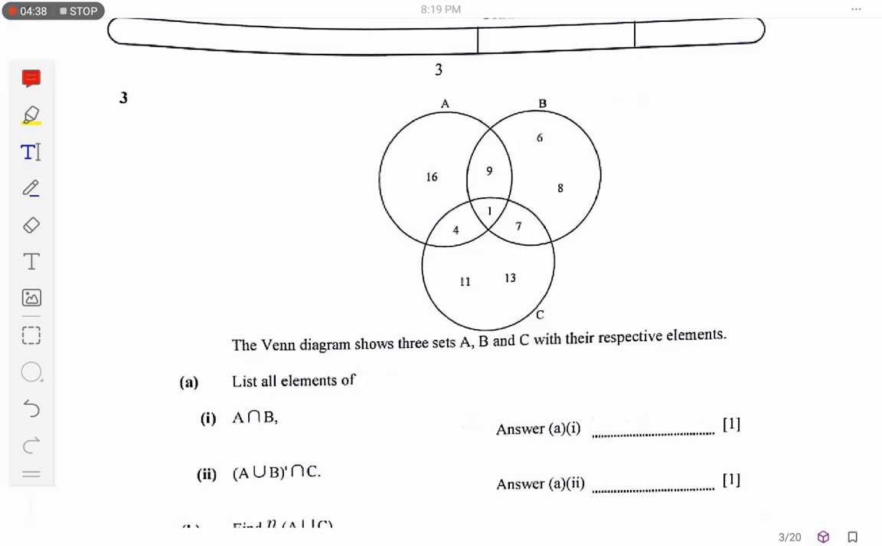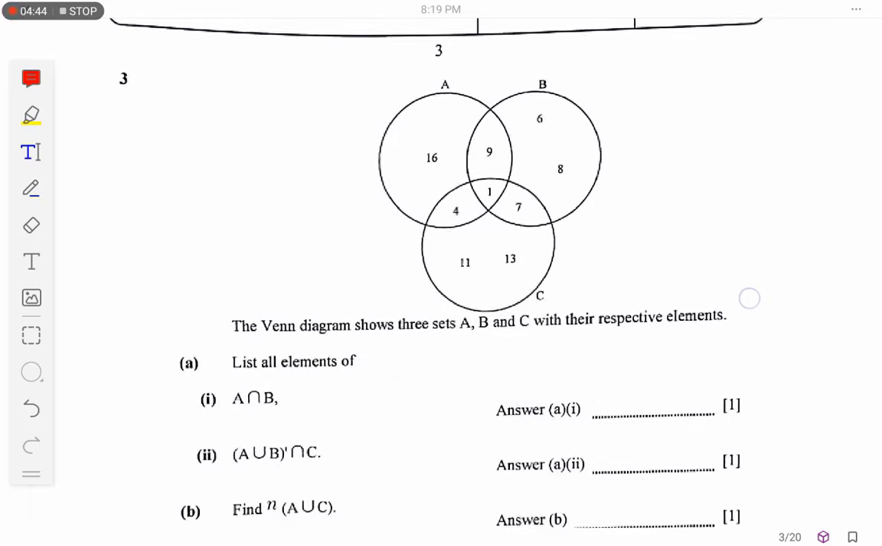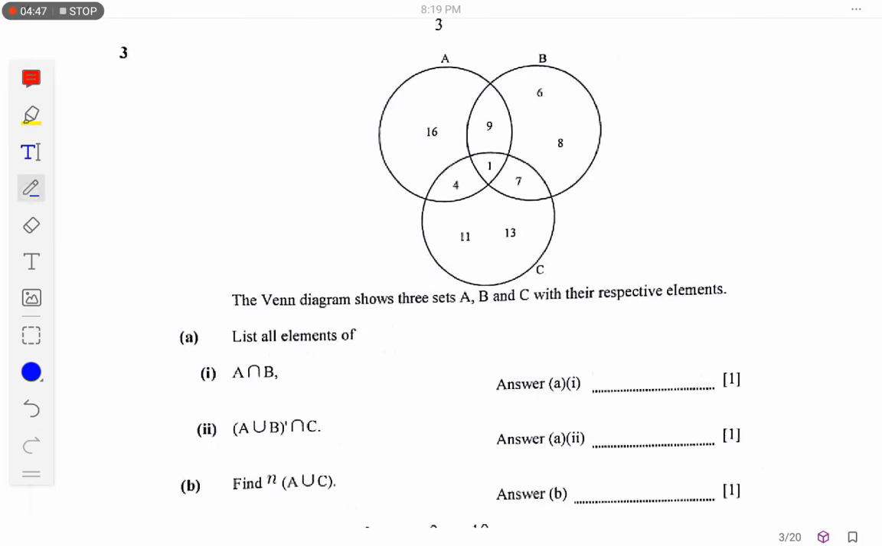Now let's look at number 3. We have A, B, and C there, and their elements are shown. The questions are asking us to find the elements of A intersection B, meaning where A and B meet. So this is the region there. We take everything that is inside there. That is our intersection. In this case, we have 1 and 9.